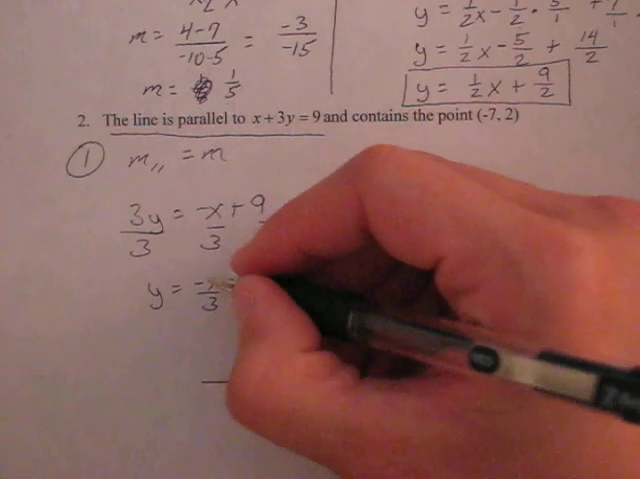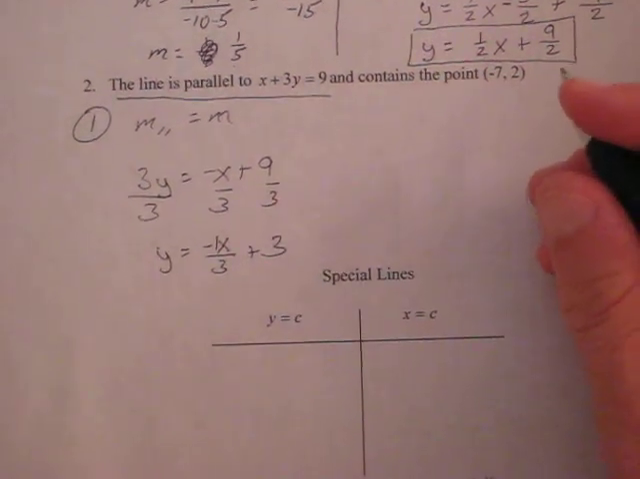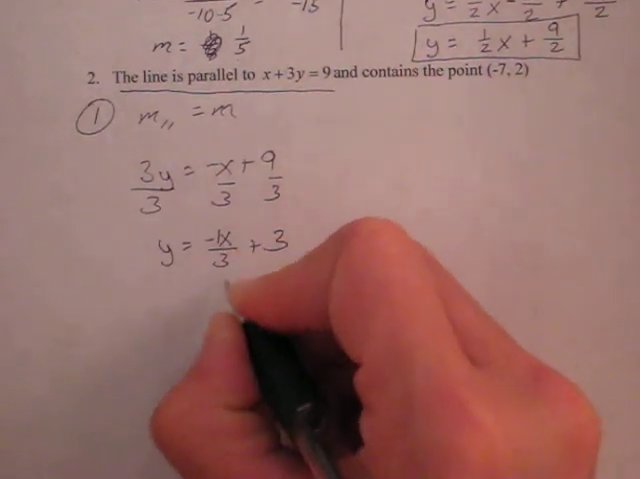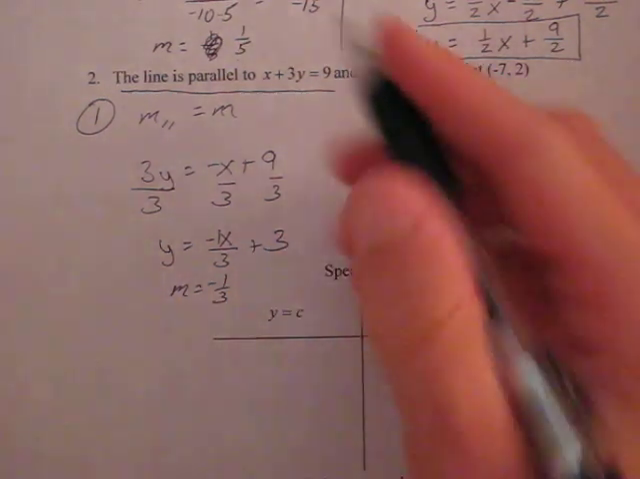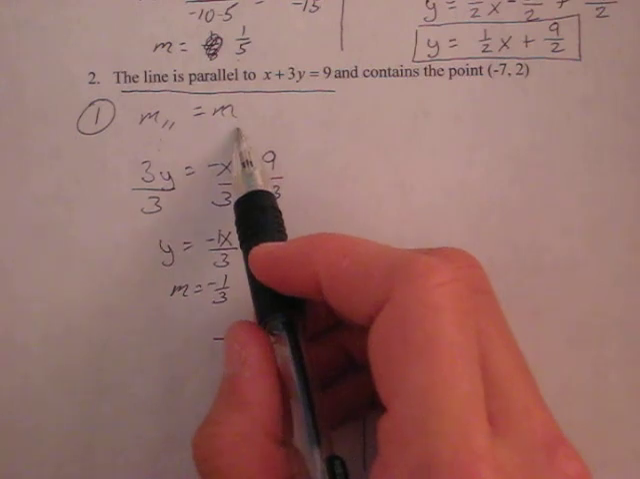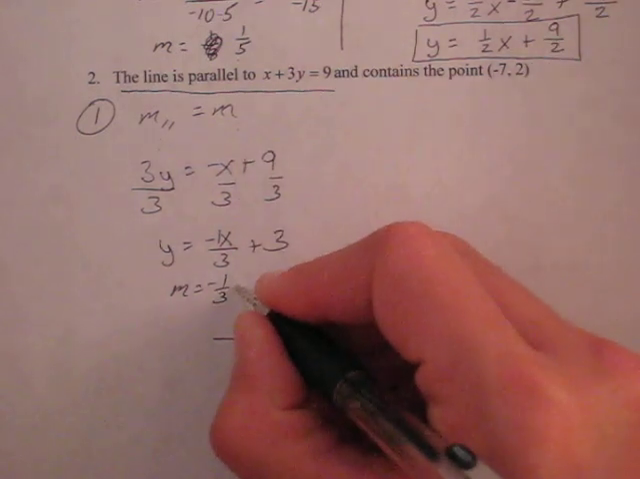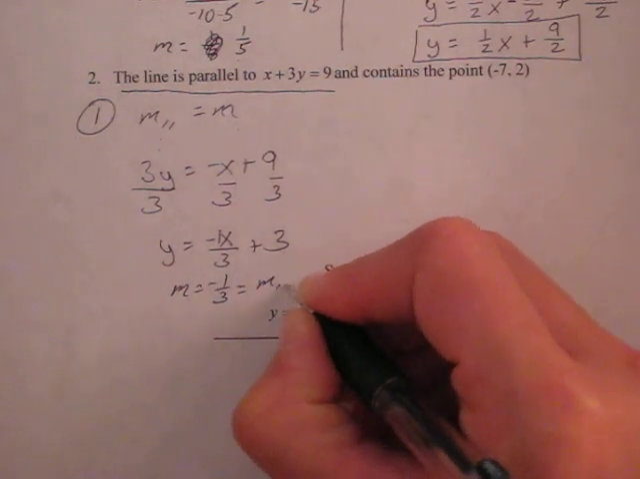Now when you see this, you need to remember that there's a 1. A lot of you forget to write that. And so what this slope is, when we're looking at it, the slope is equal to negative 1/3. And since we learned that it's parallel and it's the same, this is also equal to the parallel slope.